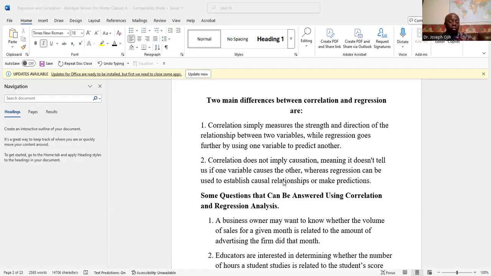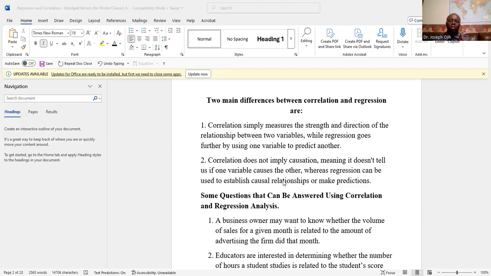Now, correlation does not always imply causation. And what does that mean? It means that it doesn't tell you if one variable actually causes the other one, but it will show you the relationship there. But regression can be used to establish a causal relationship or make predictions. It's not 100%, not set in stone, I would say.